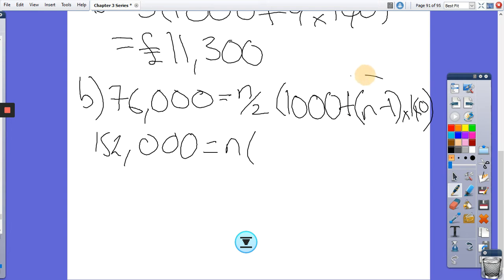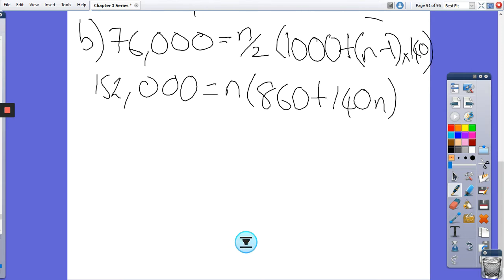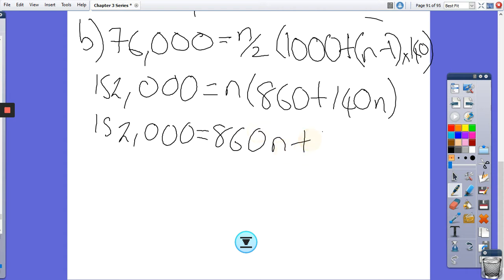And simplify all in here. So we'll do 140n, take away 140, 1,000 take away 140 is 860 plus 140n. What we'll do now, expand out the brackets so that you get 152,000 equals 860n plus 140n squared.